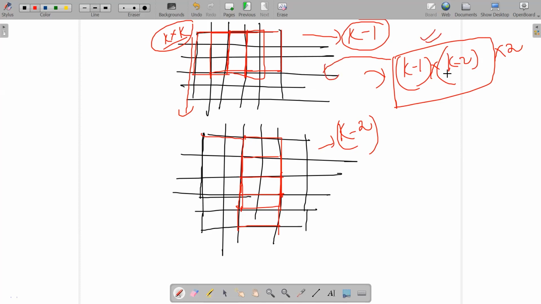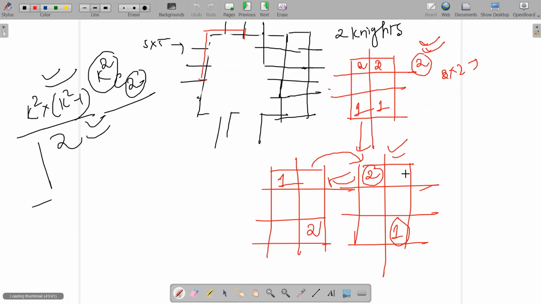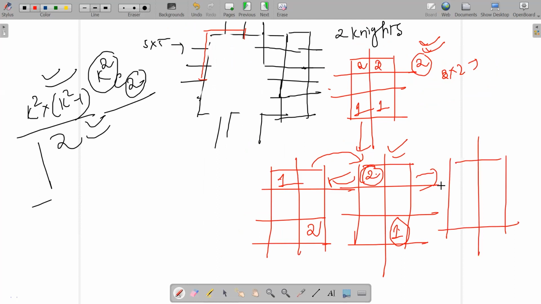Now, for each of such chessboards, there are two configurations, right? What are they? One of the knights is present here, and the second knight is present here. Another configuration can be: 1 is present here, 2 is present here, right? This is also a possible attack position. So for each chessboard, you have two configurations where the attack can be possible. This is the positioning.